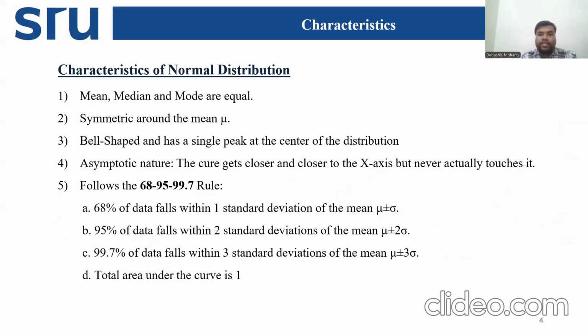Next, coming to the characteristics of the normal distribution. The important characteristic is that mean equals median equals mode. Mean, median, and mode are the same in the case of a normal distribution. Why? Because of its symmetric nature around the mean.